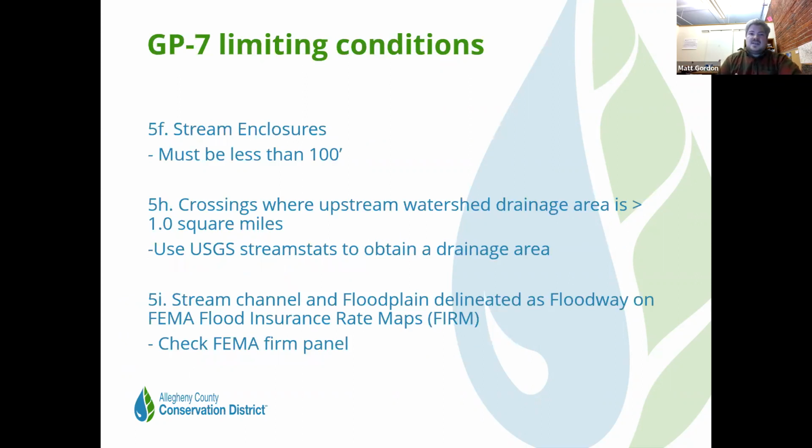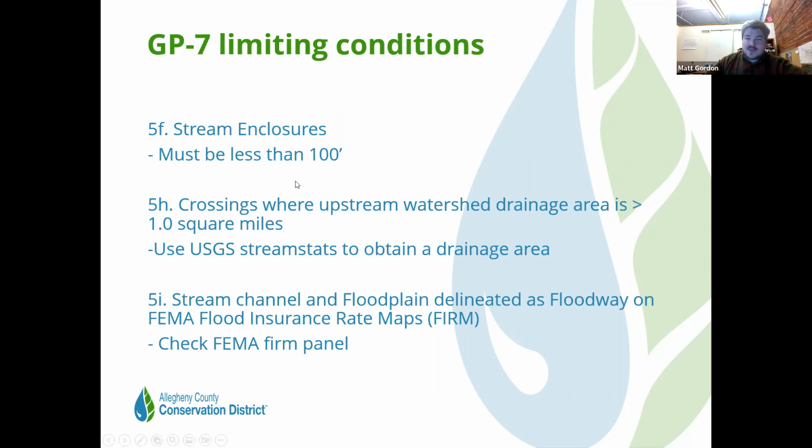So, some of the GP7 limiting conditions. GP7 does not cover stream enclosures. So the minor road crossing permit, if you have a project that has more than 100 feet of a culvert enclosure, putting it in a storm sewer, etc., it would not be covered under GP7. An enclosure is defined in the regulations and in the general permit as 100 total feet. So if you have a project proposing that, it cannot be covered under GP7, even if the drainage area is 100 acres.